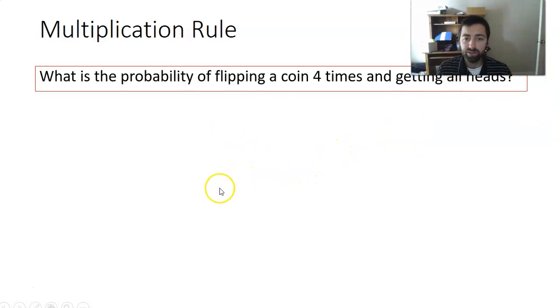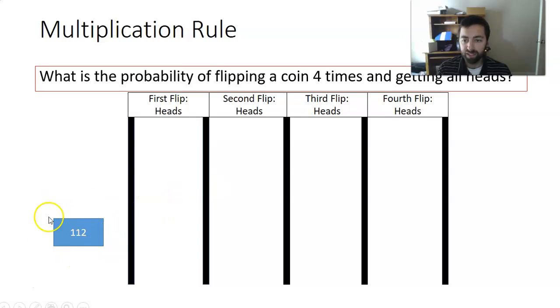Alright, so let's say that we have 112 people. And the question is, what percent of these 112 people would we expect to flip heads all 4 times in a row if they flip a coin 4 times? Well, let's take this in steps.